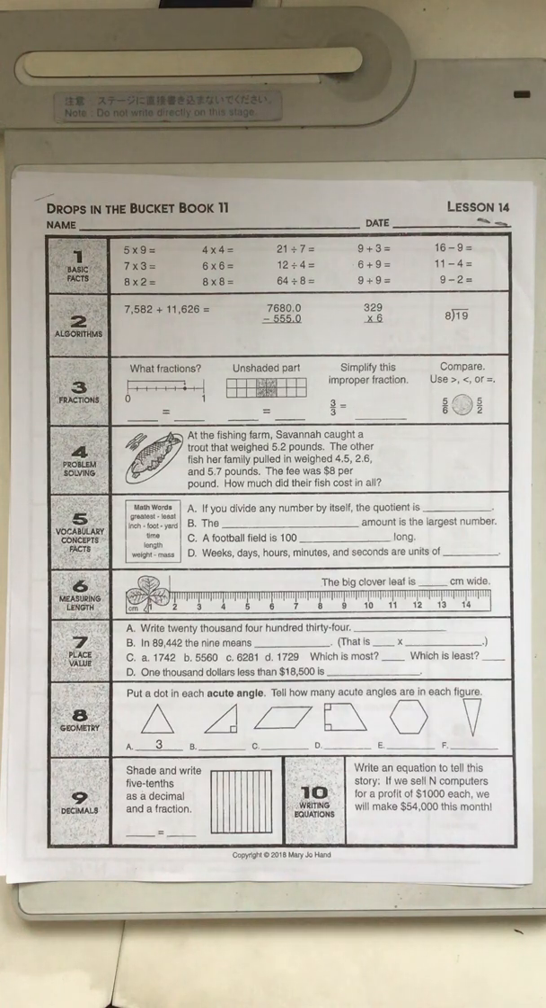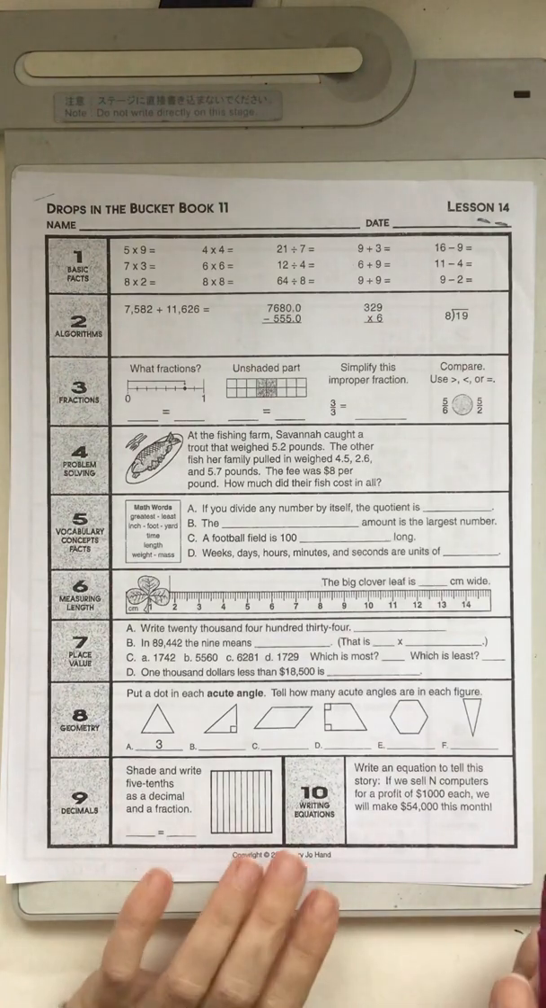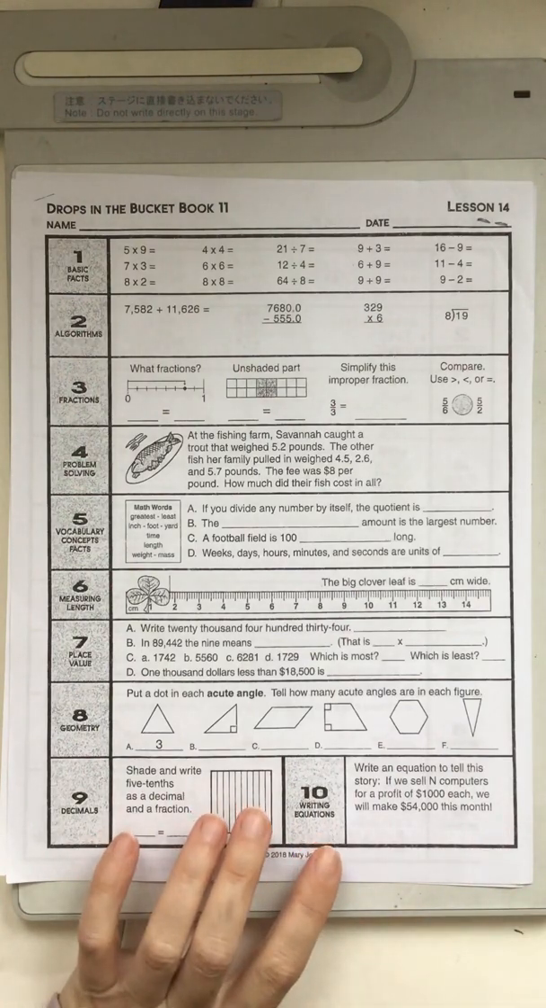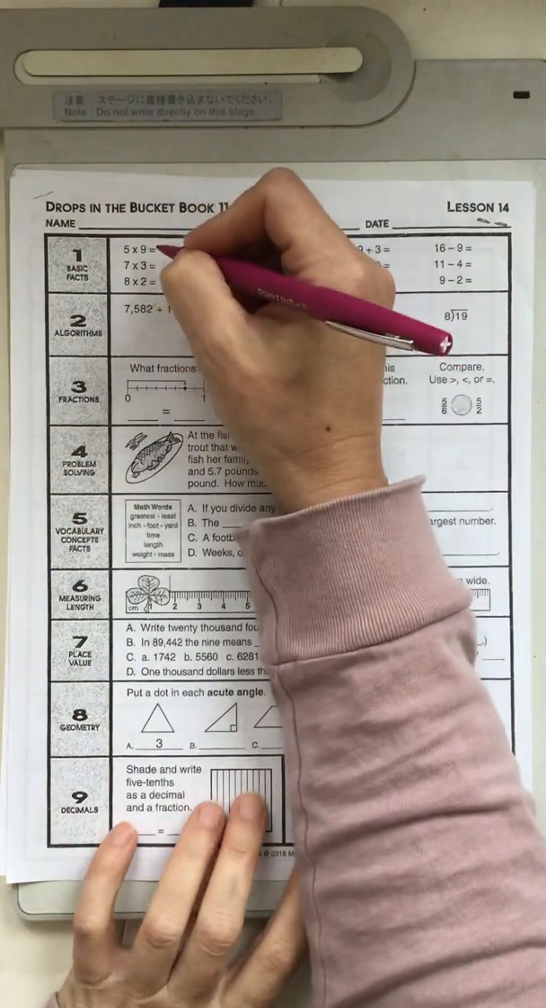We are going to correct our lesson 14 drops from Friday. So take out a correcting pen and go ahead and follow along. So we'll start at 1, basic facts.